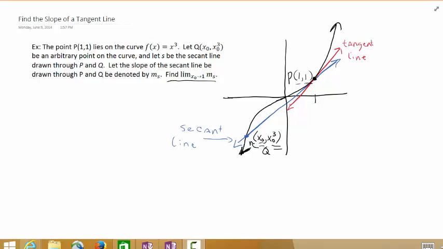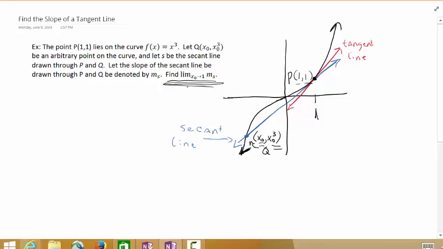sub 0 approaches 1. So this is the actual point 1 here, this particular point, that dot, that's 1. And we have this blue line that represents our actual secant line that passes through the 2 points on this function. And the red line here represents the tangent line. So in order for us to find the tangent line, which is our ultimate goal, when they ask us to find the limit as x sub 0 approaches 1, we're actually looking for the tangent line.